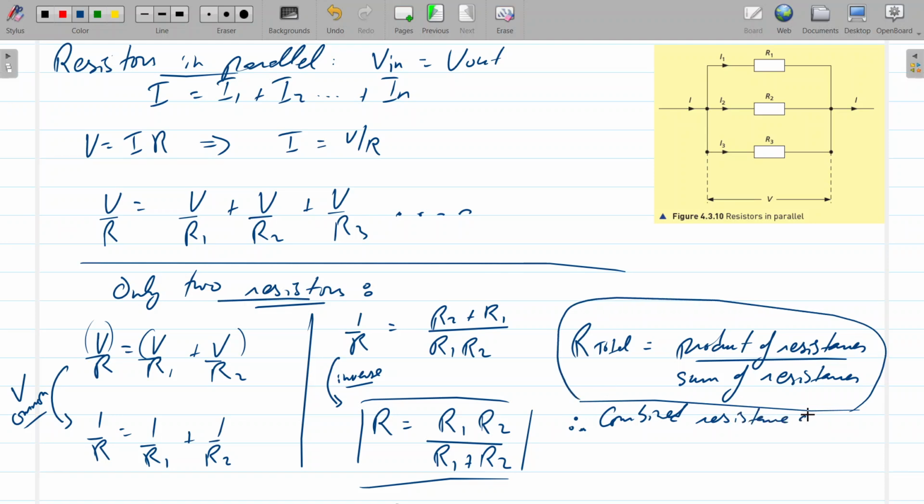The combined resistance of two resistors in parallel is lower than, right, is less than the resistance of either of the individual resistors. It's less than the resistance of the individual resistors.